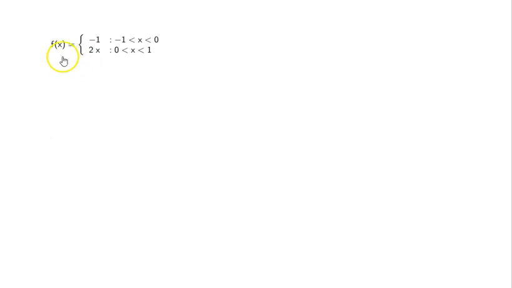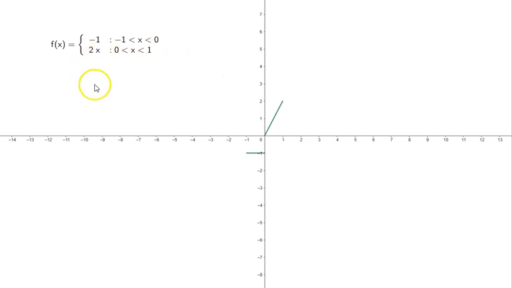So we have this function f of x equal to minus 1 when x is between minus 1 and 0, and 2x when x is between 0 and 1. This is the graph of this function. Minus 1 is a constant, so it's going to be a horizontal line between minus 1 and 0. And this is a linear part, 2x between 0 and 1.